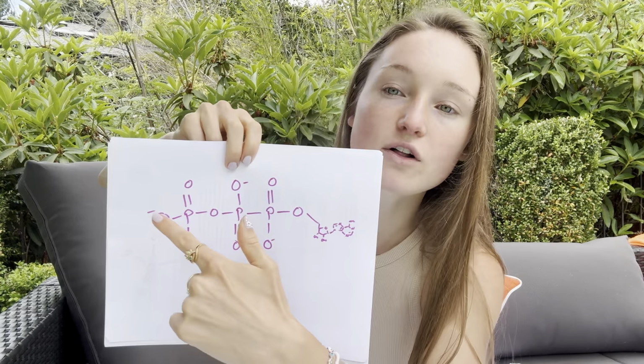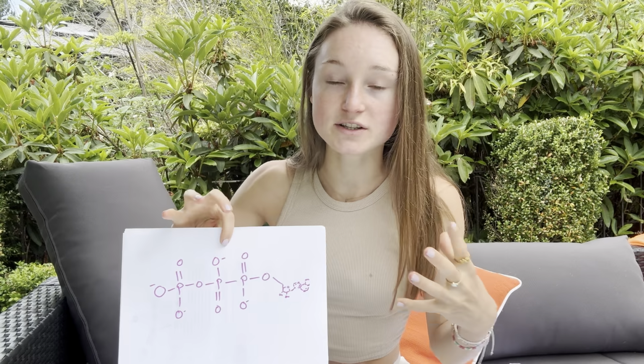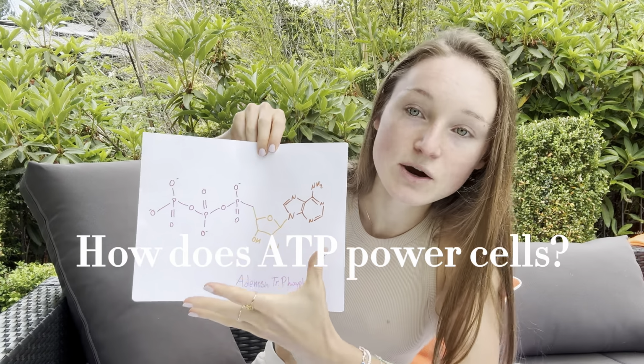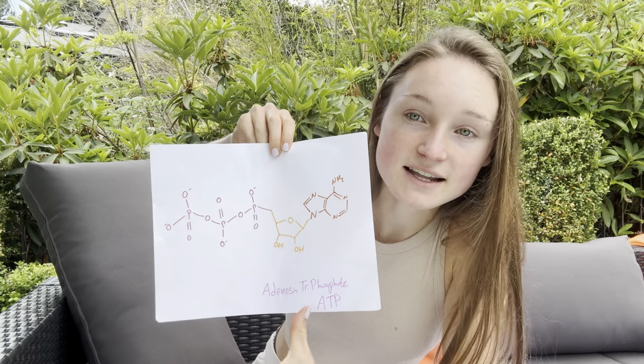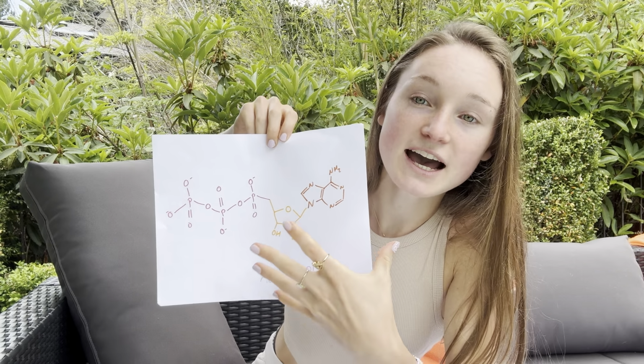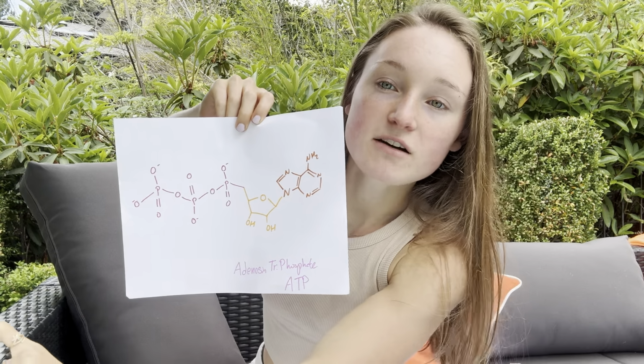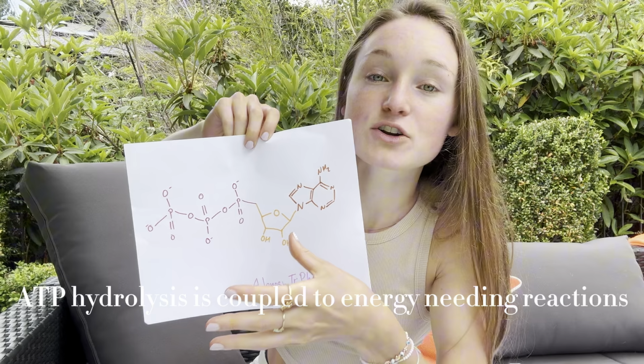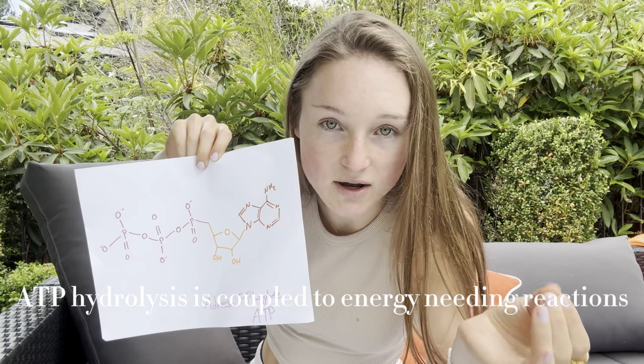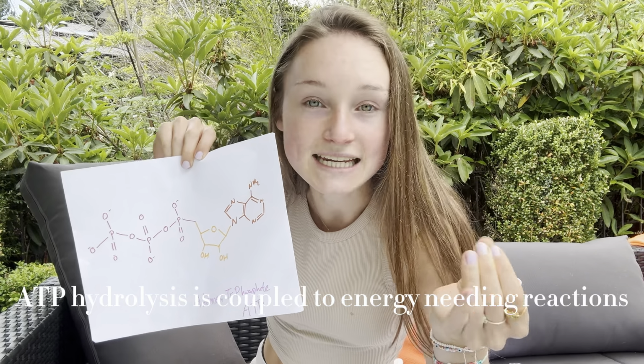So think of all these phosphates beside each other as a loaded spring. It takes a lot of energy to keep that spring compressed, and as soon as you pop off the phosphate, the spring goes boing, and that P goes flying off and energy is released. This ATP molecule is hanging out in your cell. It's very unstable, and in ATP hydrolysis, this P pops off, energy is released, and that energy is coupled to non-spontaneous, energy-needing reactions.